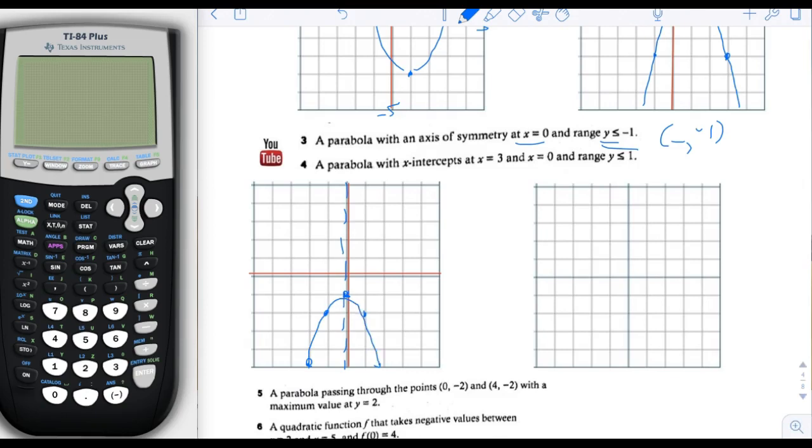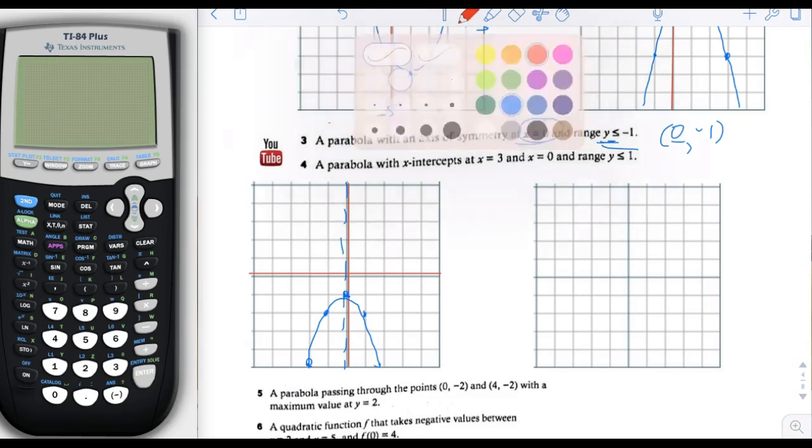Okay. All right, so we drew the axis of symmetry at x equals 0. We drew the vertex at (something, -1). It happens to be (0, -1), because the axis of symmetry is at 0. And it opens down because it says range is less than or equal to -1. Okay, let's do the next one.